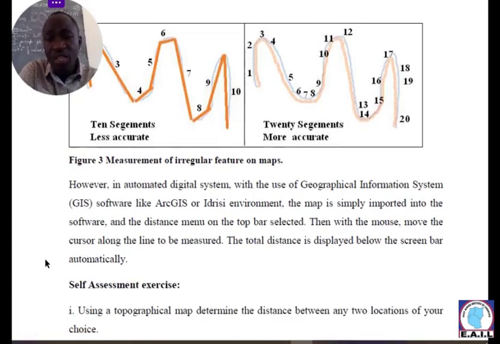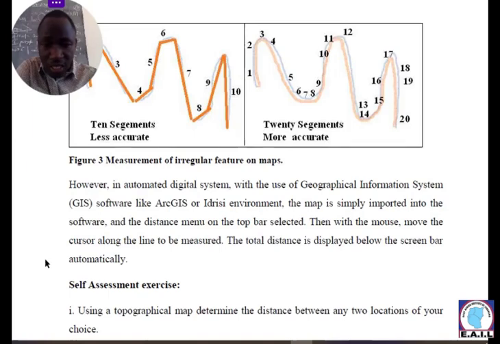And also we have measurements of irregular features on maps. And here we tend to use the Global Positioning System or the Geographical Information System with the help of a software known as ArcGIS.